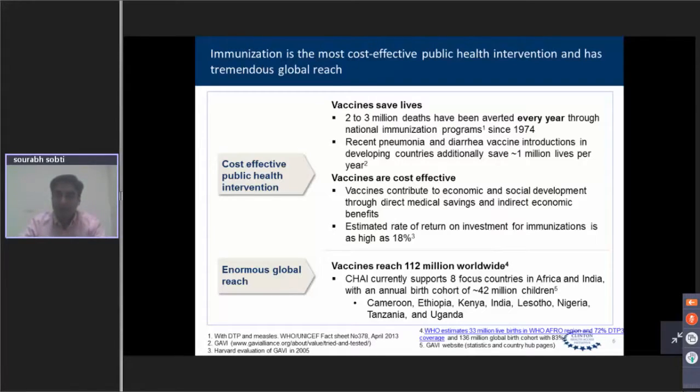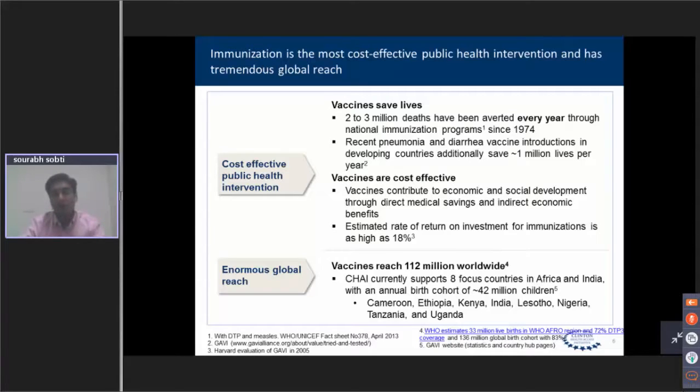There is substantial empirical evidence that vaccines contribute to economic and social development through direct medical savings and indirect economic benefits. A recent study done by researchers from Harvard and Derby estimates the return on investment for immunization as high as 18%. And this has recently resulted in the creation of the International Finance Facility for Immunisation bonds, which has so far raised about $6 billion to spend on immunization.